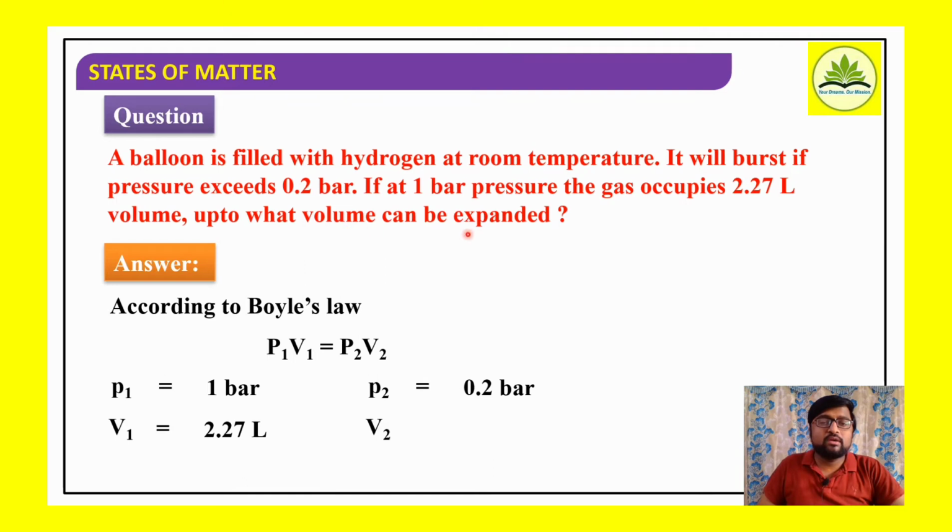What is the question here? Up to what volume can that balloon be expanded? Means the volume of the balloon must be less than this V2. Okay, you got it. The volume of the balloon must be less than V2. If it exceeds V2, it bursts. Here, from the equation P1 V1 is equal to P2 V2, V2 must be equal to what? V2 is equal to P1 V1 divided by P2.